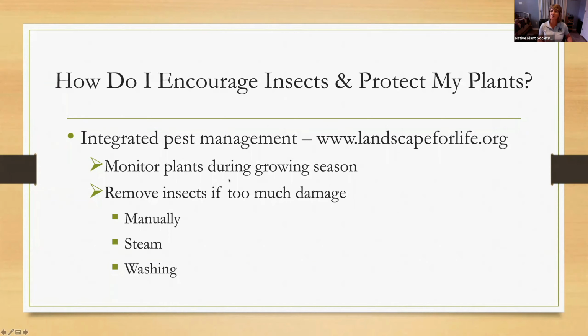So before you start putting pesticides down, monitor your plants. Watch how they're doing. If they're doing all right, then do nothing. If they start to show evidence of damage and the damage is going beyond what you can accept, then of course there are various removal options. You can remove insects manually, especially bigger caterpillars, if you don't want so many of them there. Steam can be a very effective tool. Also washing, and there are various solutions you can find online that are environmentally friendly. It usually involves just some very mild detergent in a spray bottle. And you can remove some aphids and other insects that way.